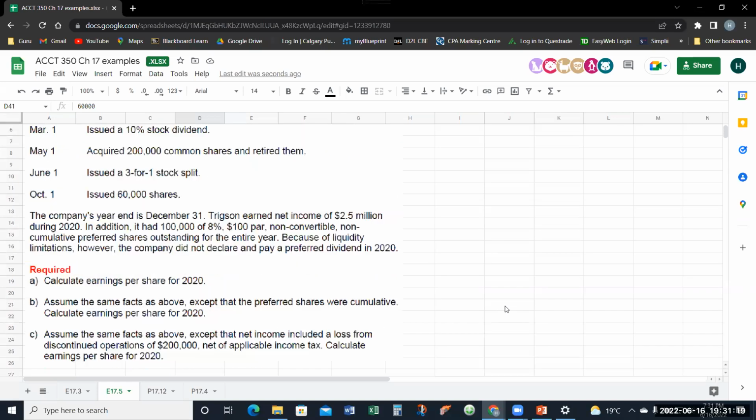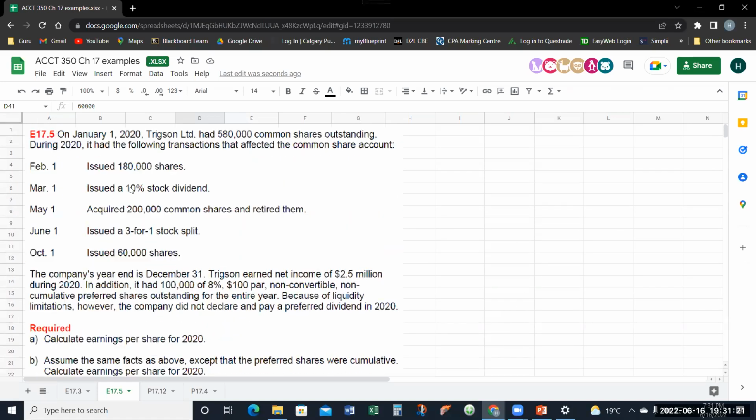Now, the first thing that happens is on March 1st, we have a stock dividend. All right. And Mehak, we are going to come to that. That's part B of the question. We will be looking at what if the preferred shares are cumulative, what would we do? So that's a separate play on it. Okay, so stay with me here, dear.